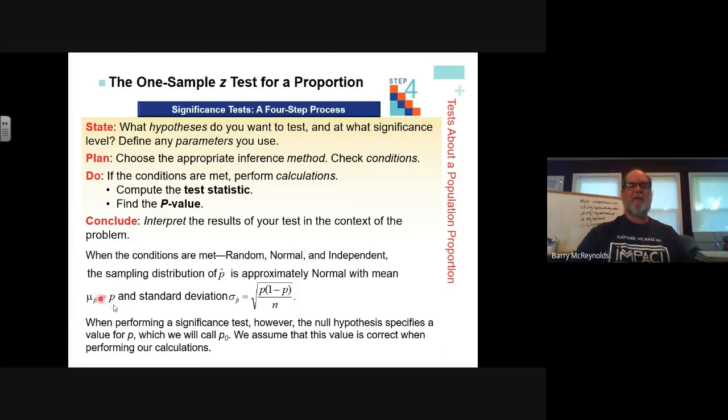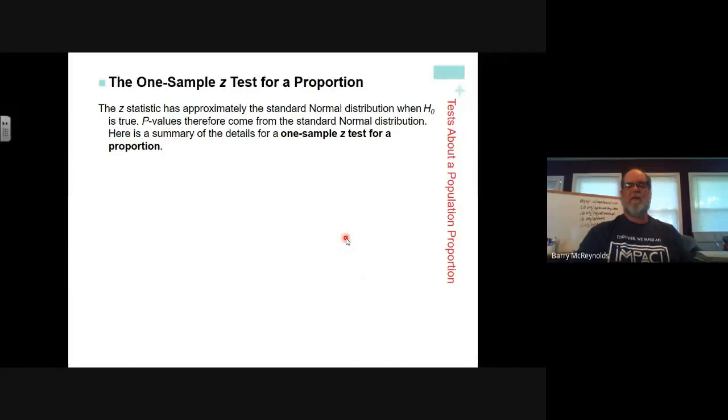calculate our statistics: mean of p hat, sigma of p hat, and the null hypothesis value for p, which we call p0 or p naught. I've had instructors call it both ways, p naught or p0. We assume this value is correct when we start doing our calculations, and then we look for evidence to prove it incorrect.